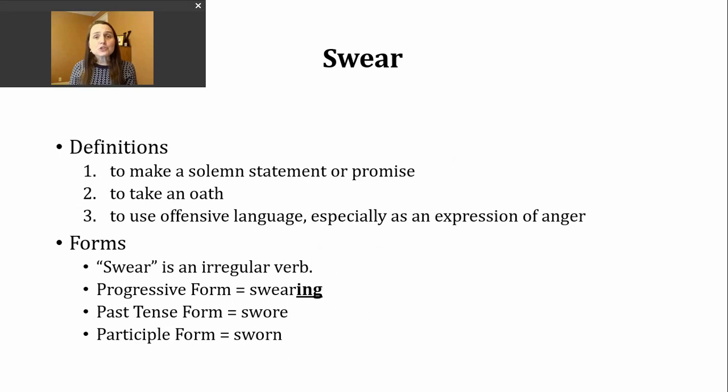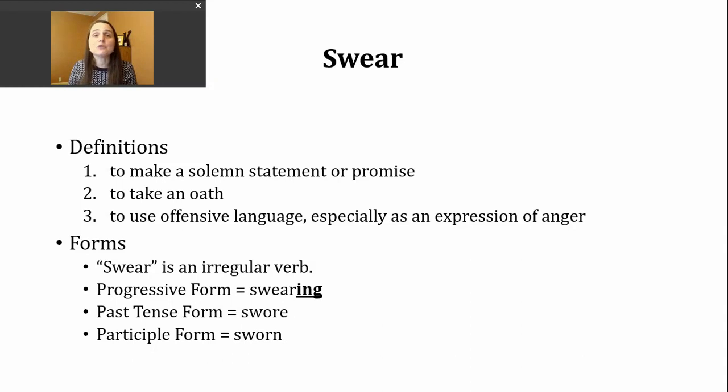The first way you might hear the verb swear used is to mean to make a solemn statement or promise. When I think of this particular definition, I think of TV shows and movies where someone is in a courtroom and is going to share their experience or testify. They might be asked to put their hand up, and someone will say to them, do you swear to tell the truth, the whole truth, and nothing but the truth? So essentially that's, do you promise? And that would tie into this definition.